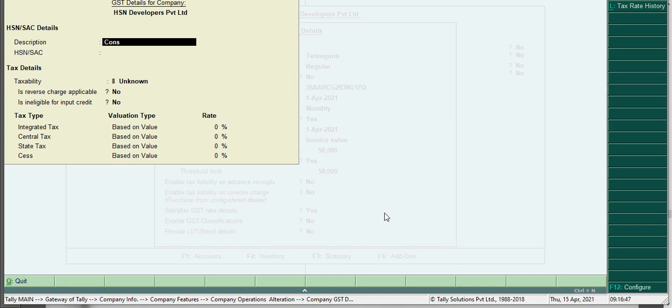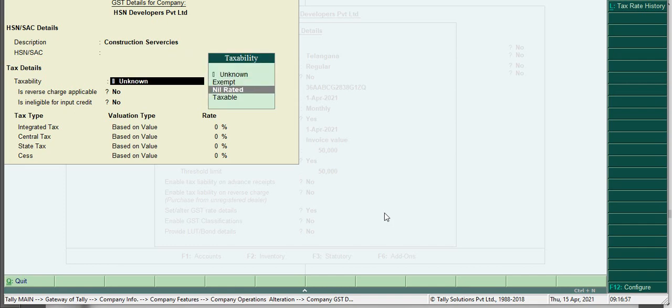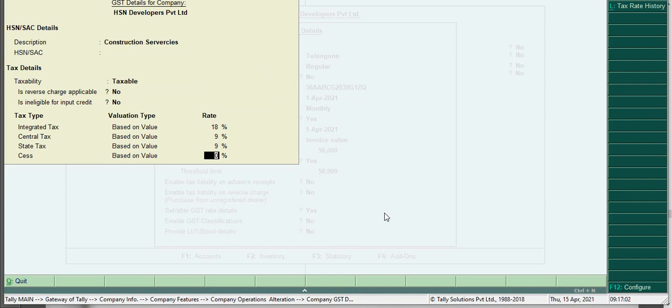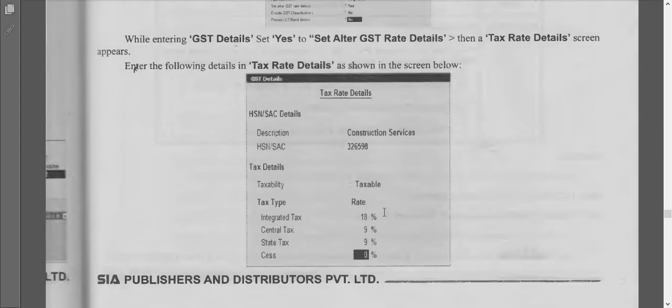So this company will deal only with construction services. It is taxable at 18%. So whatever transactions are related to construction, they are all at 18%. 32, 65, 98.